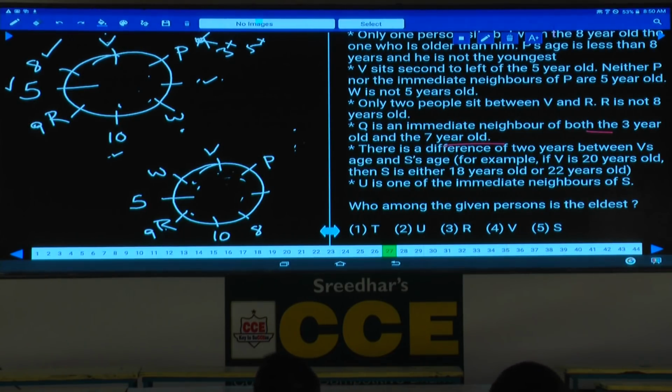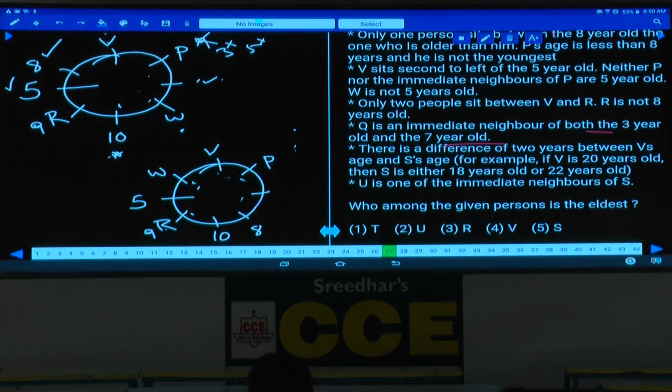Now, among these, tell me whether Q can be at this place? No, because this Q must be adjacent to whom? Adjacent to 3 and 7. Q cannot be 10-year-old, and Q cannot be 5-year-old because 8 and 9 are adjacent to this one. And Q cannot be 8-year-old because 5 is adjacent to it, and Q must be adjacent to 3 and 7. Then what is the only possibility for this Q? Q must be to the immediate left of P, isn't it?